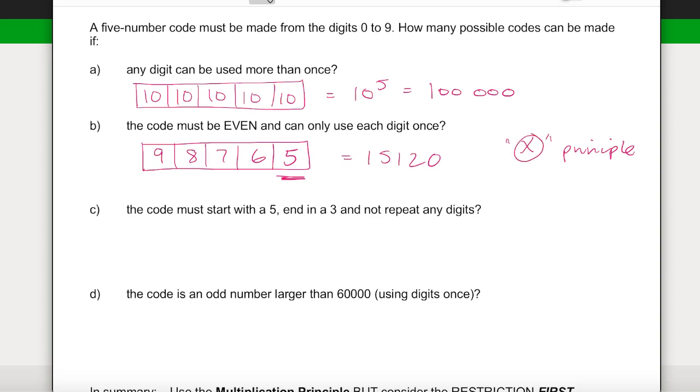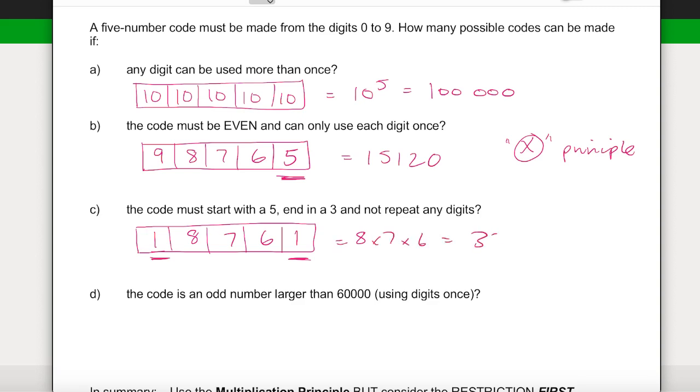The code must start with 5, end in a 3, and not repeat any digits. So, start in a 5 and end in a 3. So those numbers are set, so we can't use those 2 digits, so we're down to 8 digits. So we've got 8 times 7 times 6 arrangements, and that will give us 336.